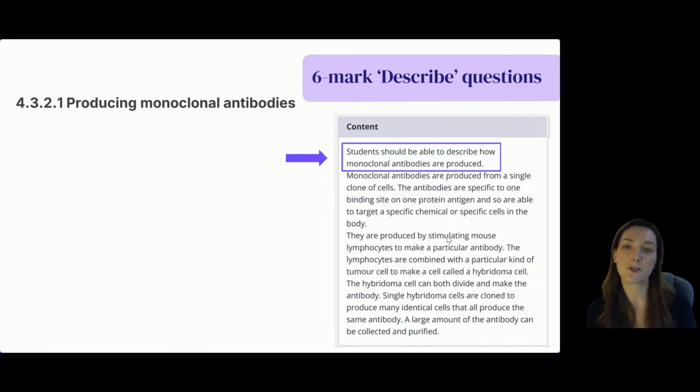For the first point, producing monoclonal antibodies, it says in the specification that students should be able to describe how monoclonal antibodies are produced. It then goes on to state how the monoclonal antibodies are produced, and there are a number of keywords there. Please note the keywords that are within the specification, because examiners will expect to see these keywords used within your answers to questions on this particular content.